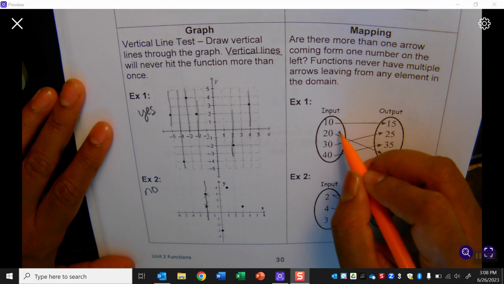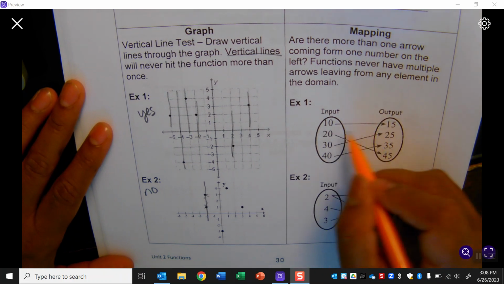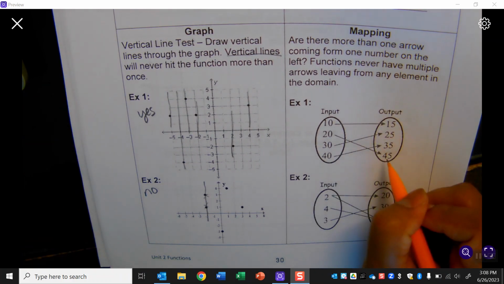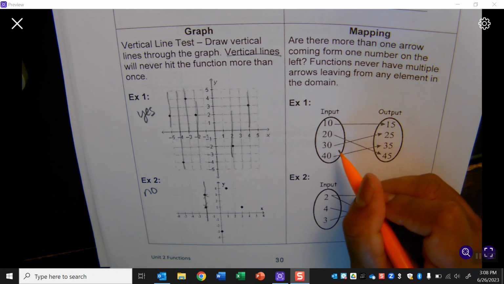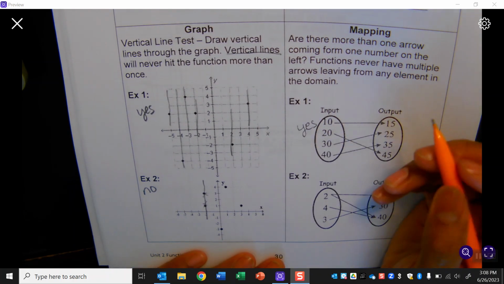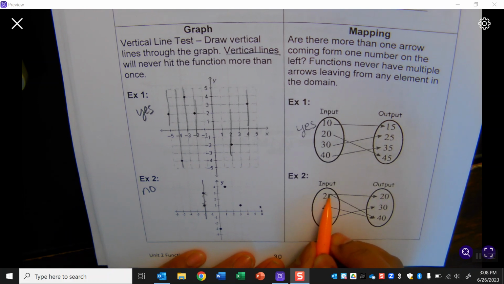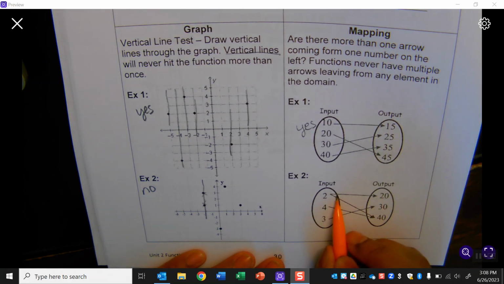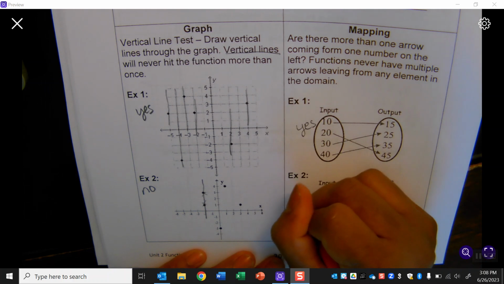Here, input is 10, is going to 15, 20 is going to something else. So this is yes, a function, because the x values are not repeating. But look at this one. 2 is going to 20, and 2 is also going to 40. So this is not a function.